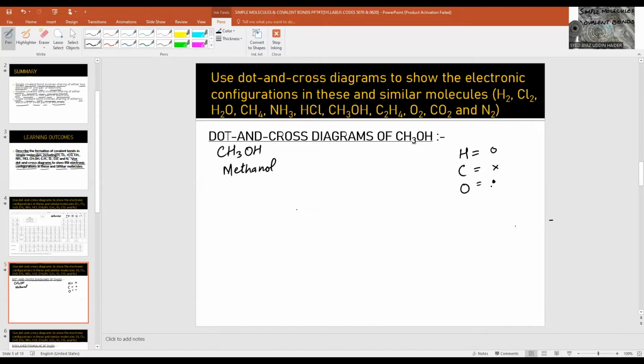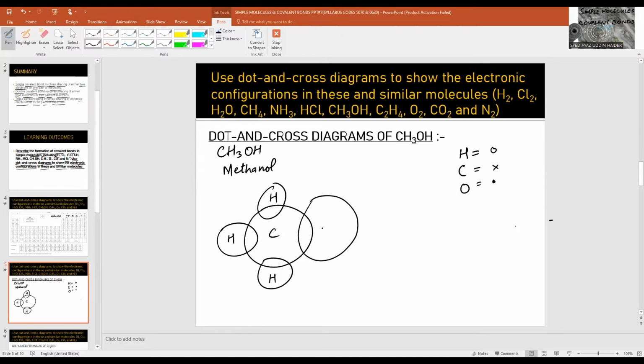First of all, I will draw the dot and cross diagram, then I will show you the display formula of this molecule. We have one carbon, four hydrogen, and one oxygen. But you see, three hydrogens are attached to one carbon. This is a carbon, C, hydrogen number one, hydrogen number two, hydrogen number three. And with this C, oxygen is attached. So we have oxygen here, and the last hydrogen is attached with this oxygen.